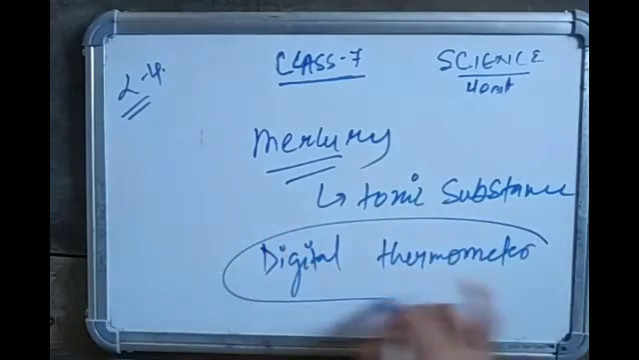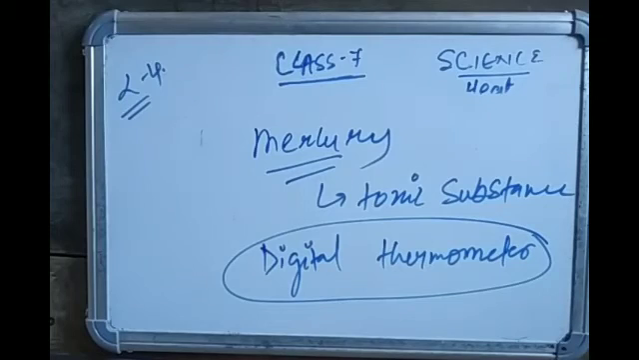So these days all people or in the hospital also or in the pharmacy also, when you buy a thermometer you will find digital thermometer. It is very safe because it does not contain mercury. Mercury is a toxic substance and when it breaks it is very difficult to dispose of.